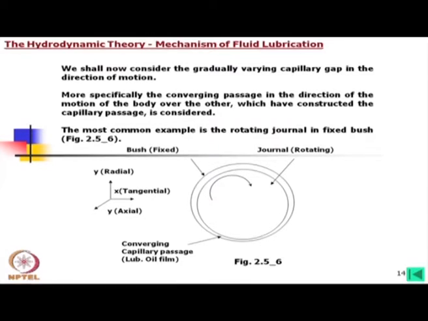Now, look at this. Usually in this journal bearing, there will be a gap. That means if we measure the inside diameter of the bush and the outside diameter of the journal, you will find that there is a difference. This difference is in the order of microns. Maybe 20, 30, 40 microns gap is there for general lubrication.